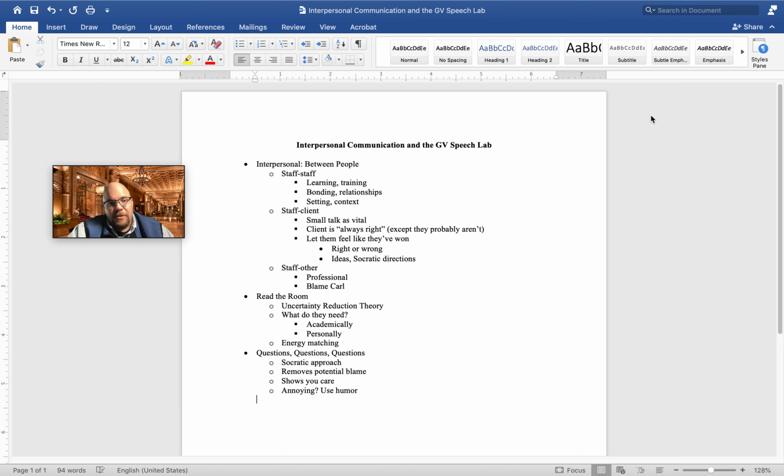Their confidence goes down, which will make their performance probably go down. And we're just not in that business. We want to keep them as confident as we can while still correcting what they're doing wrong so that the assignment is done correctly. So making them feel like they've won or that they're right is important. And you can do this while still correcting.